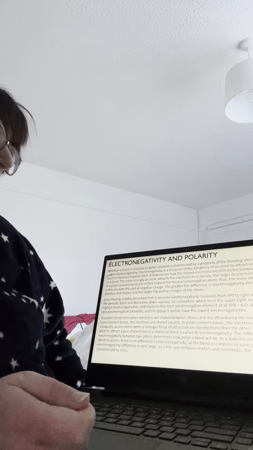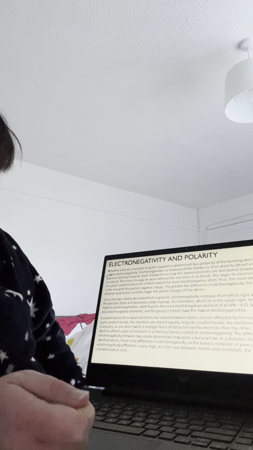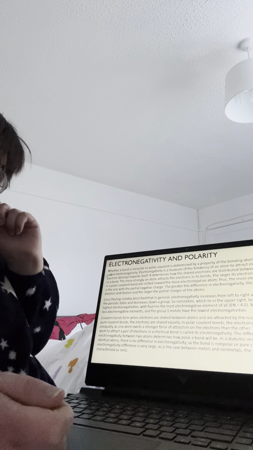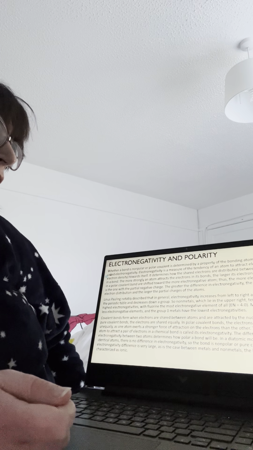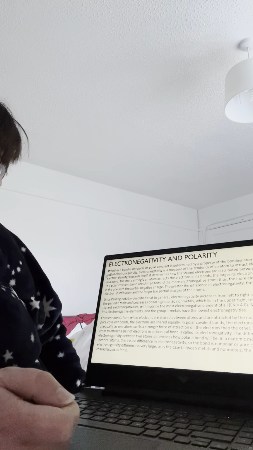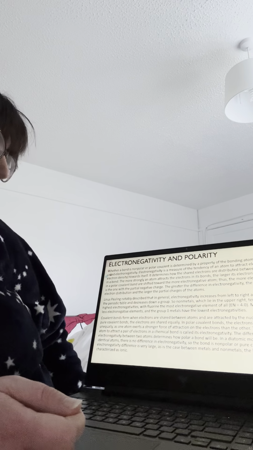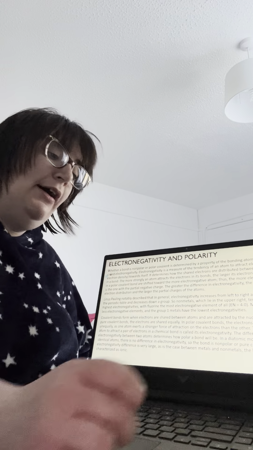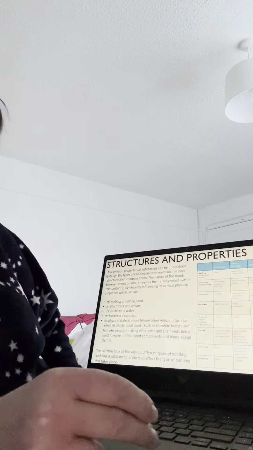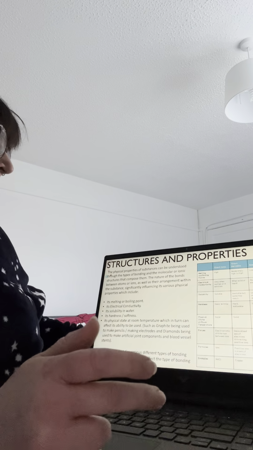In a diatomic molecule with two identical atoms, there is no difference in electronegativity, so the bond is nonpolar or pure covalent. When the electronegativity difference is very large, as is the case between metals and non-metals, the bonding is characterized as ionic. Structures and properties.